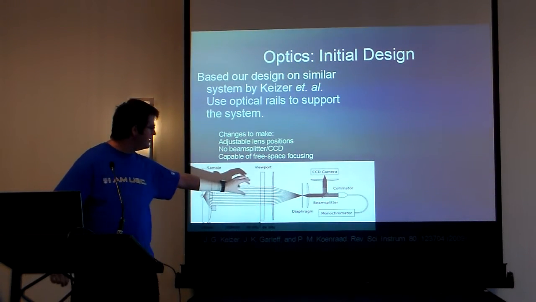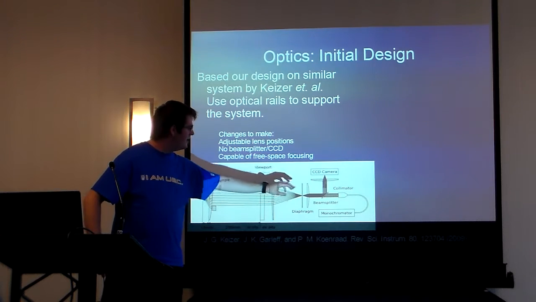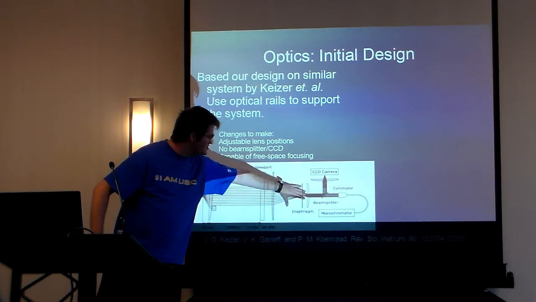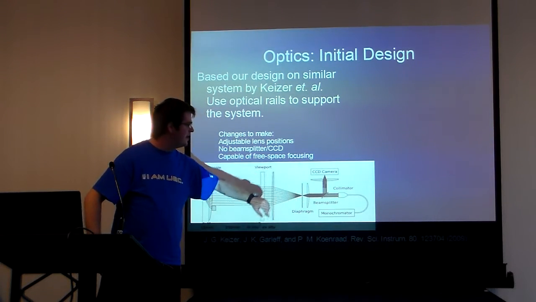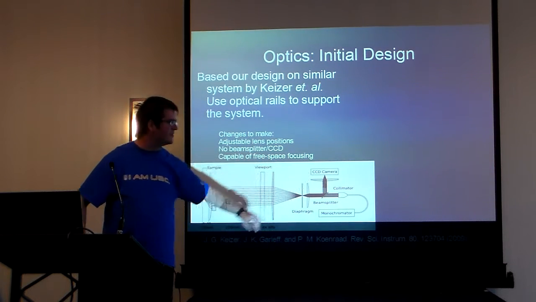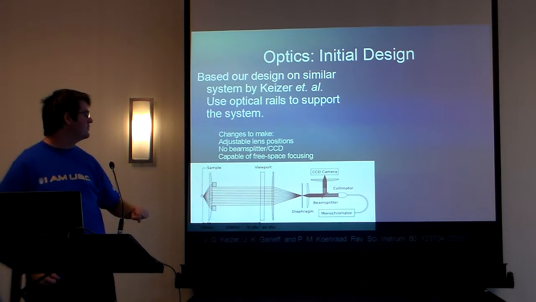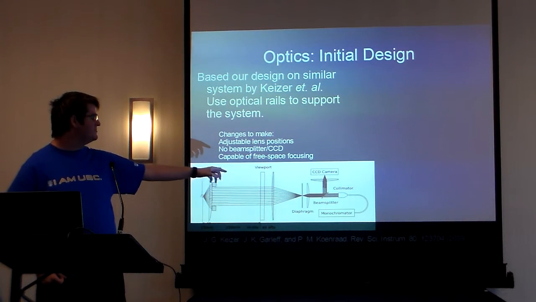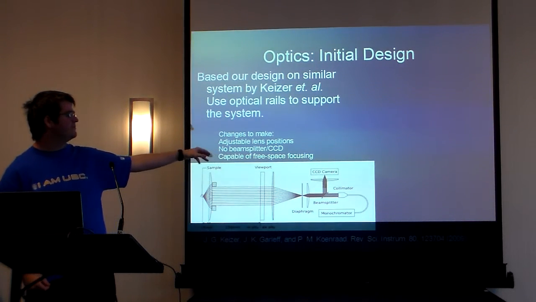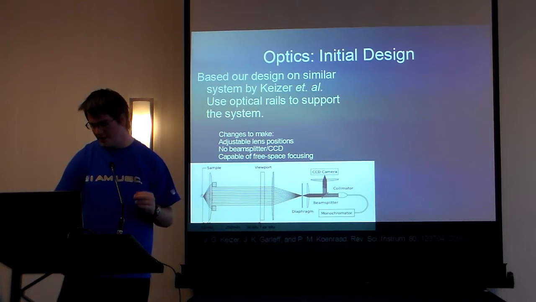This is the viewport, and then another lens outside, and then another lens. So these are basically just a telescope and refocus it, and then basically into the spectrometer here. And so in our system, we don't have the beam splitter and collimator, and we're not possibly going to. We don't have the beam splitter or CCD, and we might not have the collimator as well.